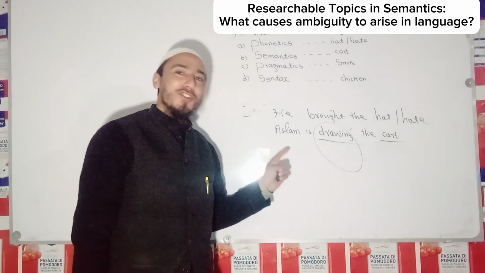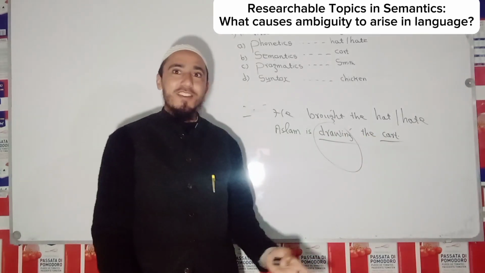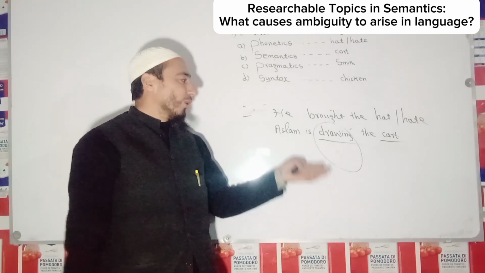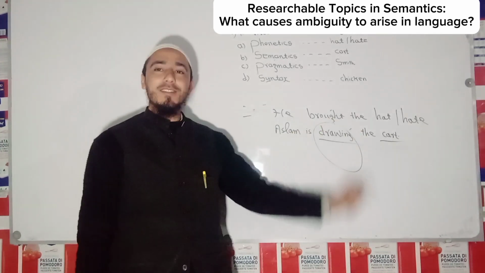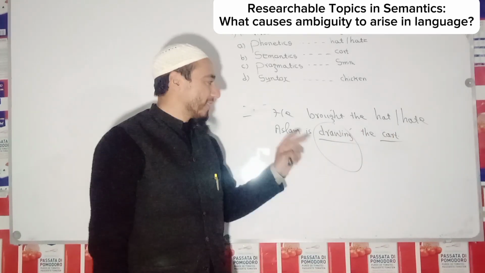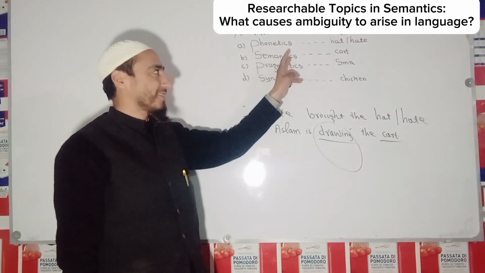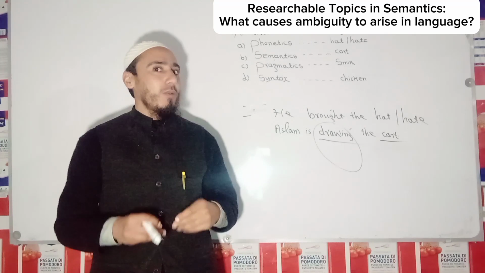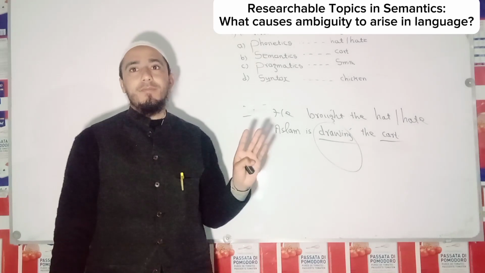Another interpretation of this sentence is that Aslam is pulling the cart physically. It means he has the cart, and he has placed some things in the cart. That's why he is pulling what? He is pulling the cart. So that's why there are two interpretations, and there is ambiguity. Ambiguity arises in the sentence due to semantics and meaning as well, because when a word has more than one meaning, then ambiguity arises.